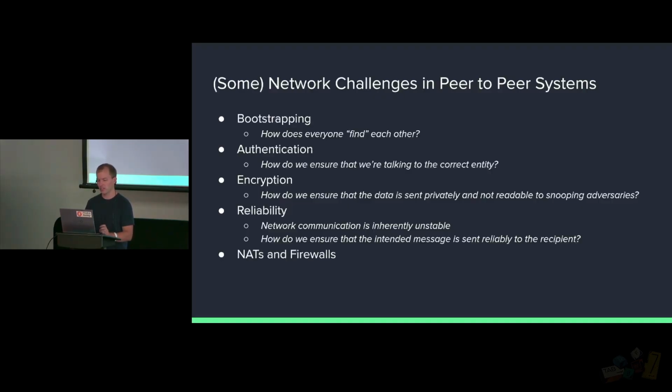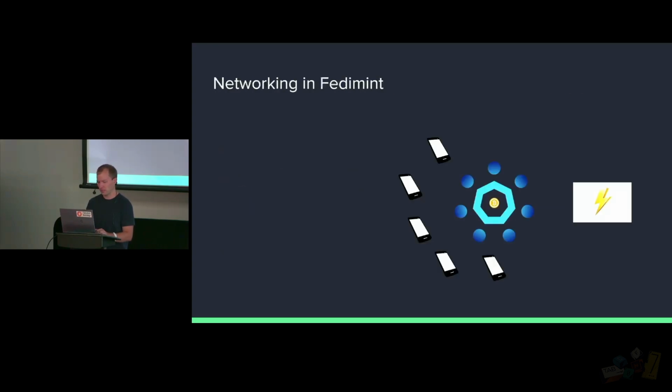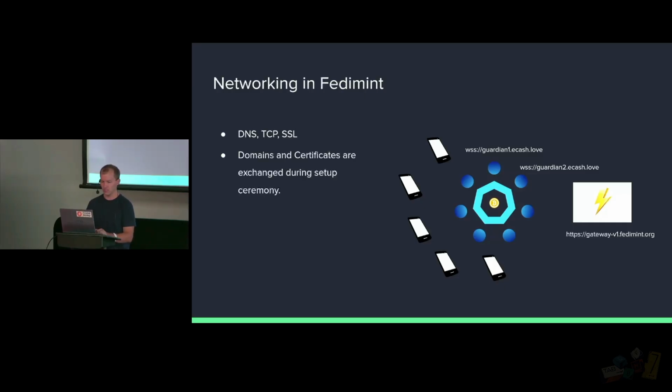NATs and firewalls. This is more important in the self-hosting use case, but how do we do a peer-to-peer connection when, say, someone is running behind a NAT or a firewall? This is just a small subset. I know there are other networking challenges in peer-to-peer systems, but these are some of the ones that we've dealt with at least. So going back to that picture, what does that look like in Fedimint? Well, what we use is a traditional web stack. We have DNS, TCP, SSL. The guardians have a WebSocket endpoint, and the gateway has a REST web server.